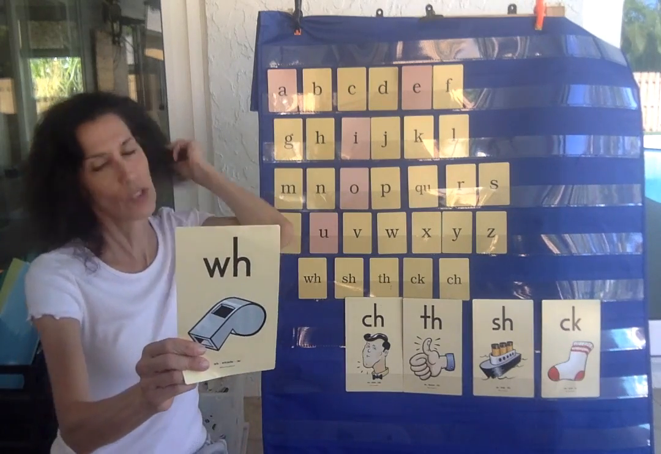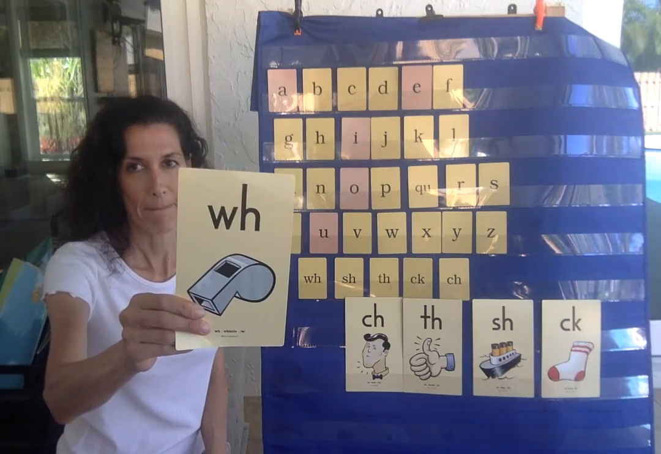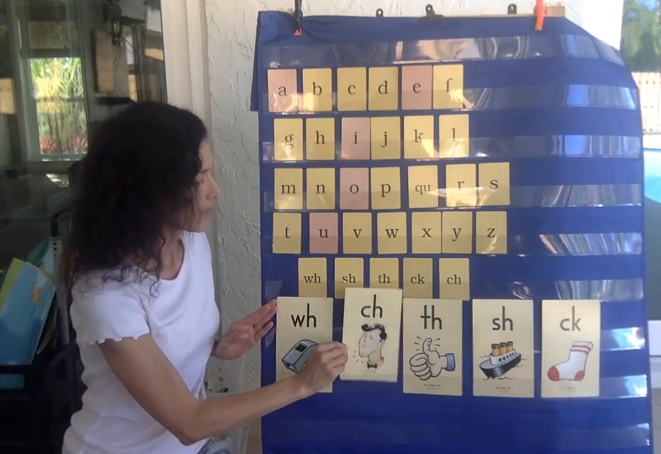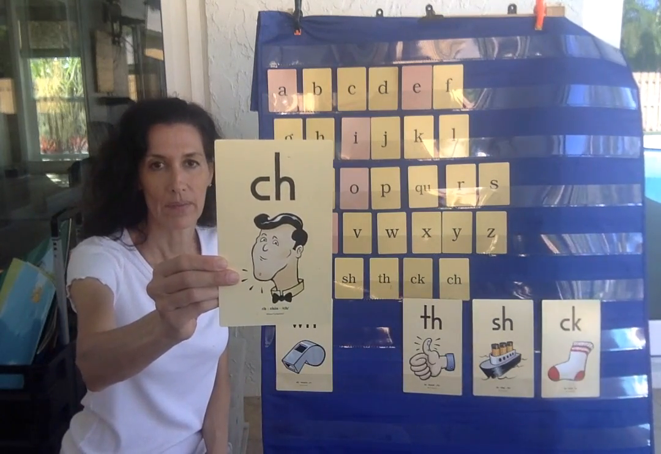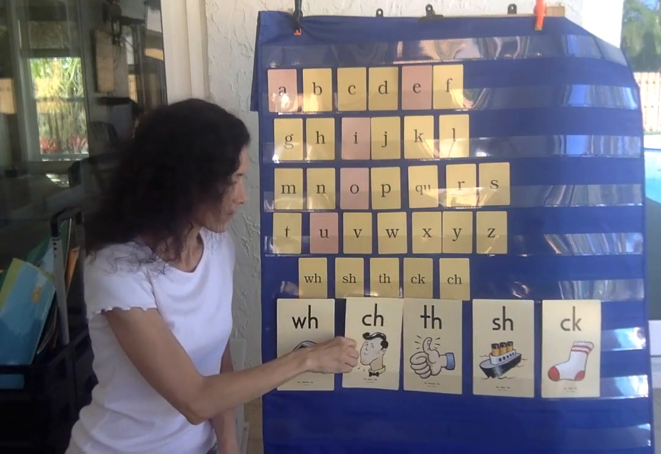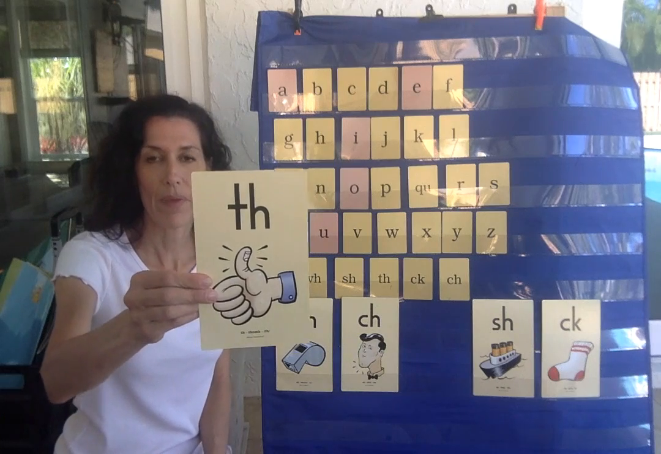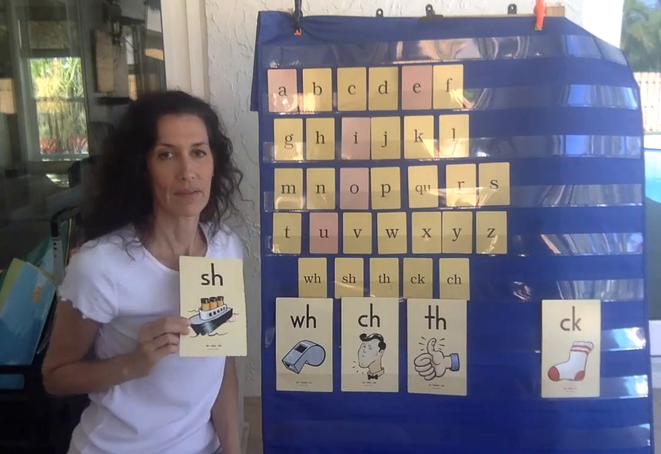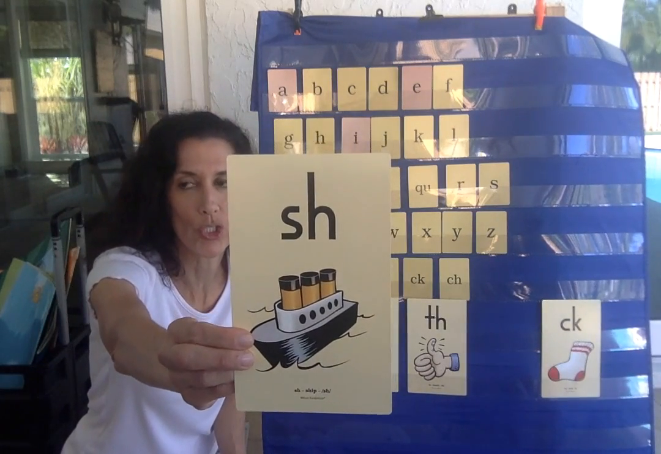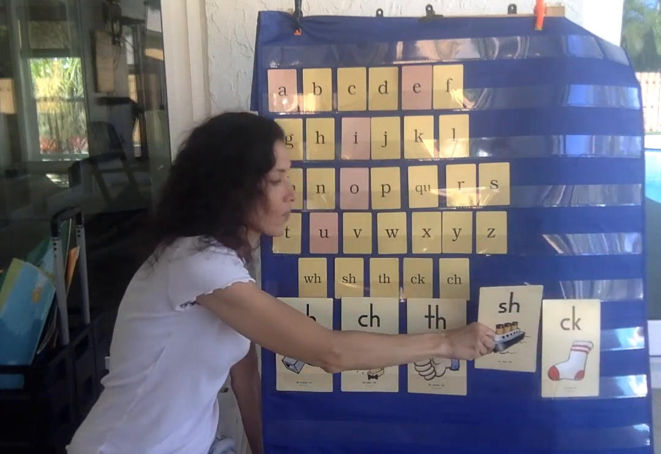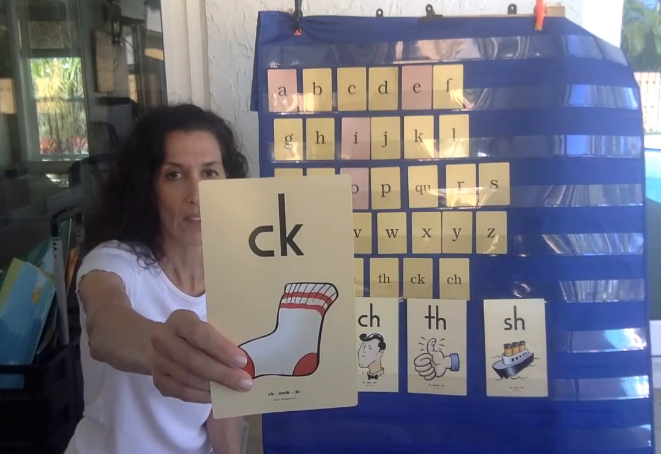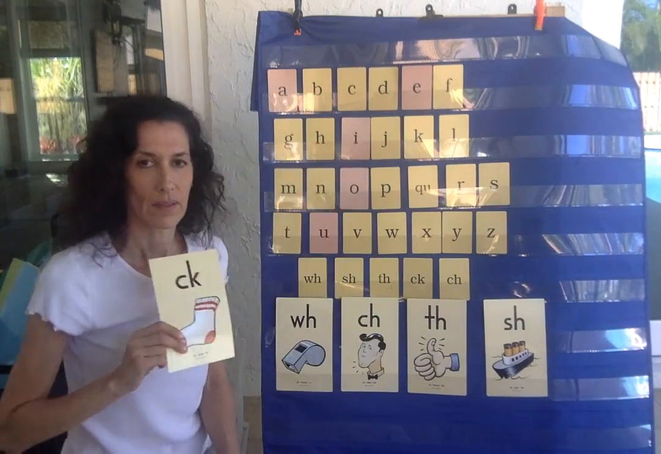You ready? We've got WH, whistle, W. And I should be hearing you in my head when you're saying that. CH, chin, ch. TH, thumb. All right. SH, ship, shh. And my last one, I've got CK, suck, k. Nice.